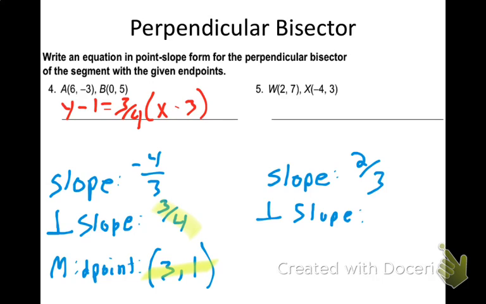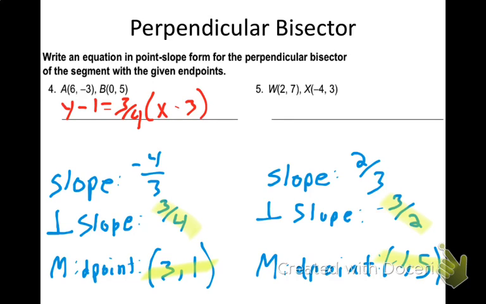Flip it and change the sign. Negative 3 over 2. Midpoint. What is my midpoint then? Midpoint, Jack, what do you say? Negative 1, 5. Now I have all my information. I'm going to take my perpendicular slope and my midpoint, and I'm going to put it into point slope form.